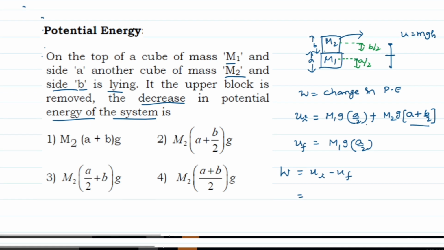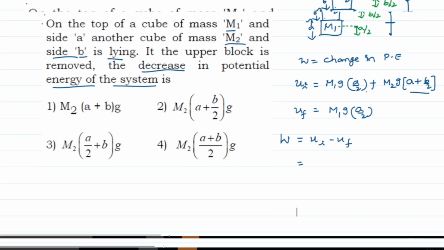Initial potential energy minus final potential energy you can take. Here you can get it as m1 into g into A by 2, plus m1 into g, final A by 2 plus m2 into g into A plus B by 2, minus m1 into g into A by 2 you can take. Here you have to cancel these two.